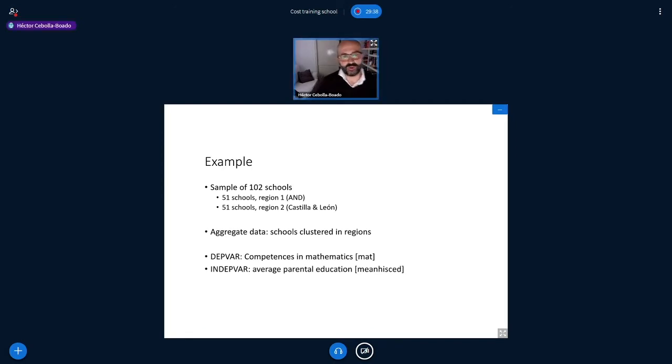Let me put this into real numbers and a more applied example. So this is an example of a sample of 102 schools. The unit of analysis here is a school. So I have 51 schools in one region, and 51 schools in another region. These two happen to be schools from two different regions, one that is known for being very successful educationally, which is Castilla y León. It's a region in the north of the country, and one which is known for being less successful than the average, and it's Andalusia in the south of Spain.